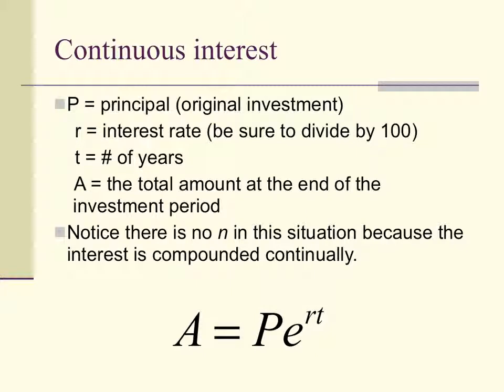Continuous interest is different than compound interest. Again, though, the A and P stand for the same thing: principal and the amount you want to have at the end of the investment. R is your interest rate. T is the number of years. There's just not a number of compounds in this formula because it's compounded continuously. Okay, so this is the formula for that.